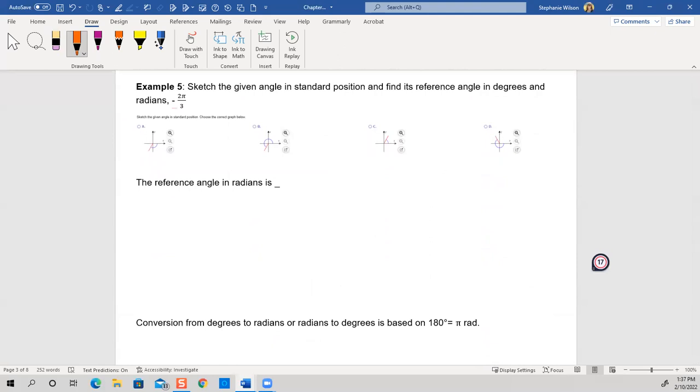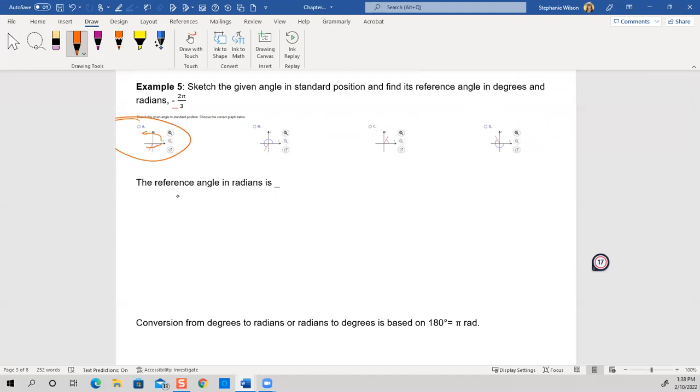Number 5 says sketch the given angle in standard position. It's helpful if you use a unit circle to find 2 pi thirds. If you find 2 pi thirds, you'll notice where it would be in the second quadrant. However, it's got a negative value. That means it went backwards instead of forwards. It would fall here if it was positive, and since it's negative, it's going to fall right here. So A is my best option.